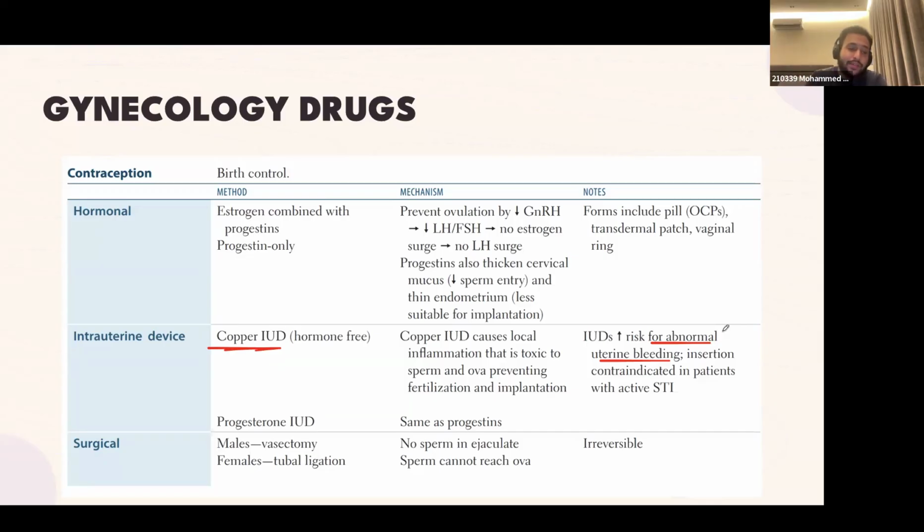Surgical, you have two ways. For a male, it's a vasectomy. For females, it's tubal ligation, and that's pretty much irreversible. These are basically the contraceptives. For the hormonal, there's many types, so just go over Dr. Minal's lecture for this. Just read the different types of hormonal drugs.